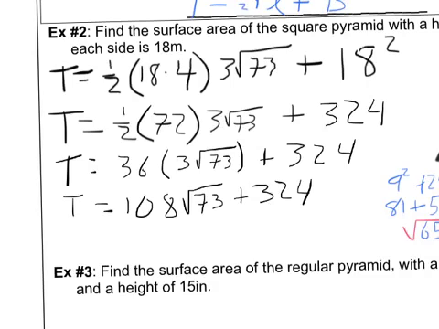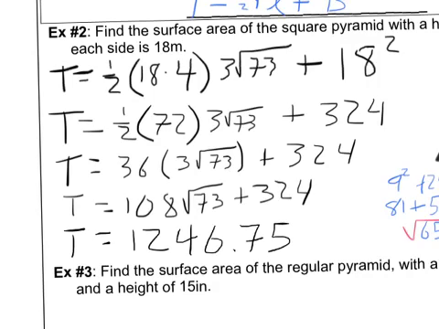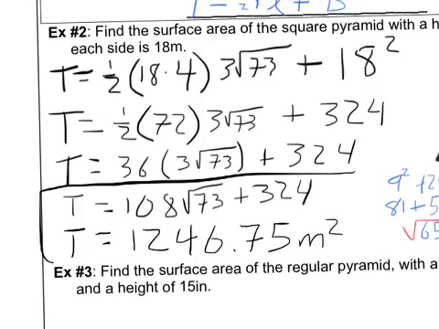But now we can actually plug that in a calculator, see what we would get. And when I plug that in, I get T equals 1, 2, 4, 6. And let's round to 2 decimals this time. We would get about 75. And we were dealing with meters, so this is meters squared. So there's my answer.